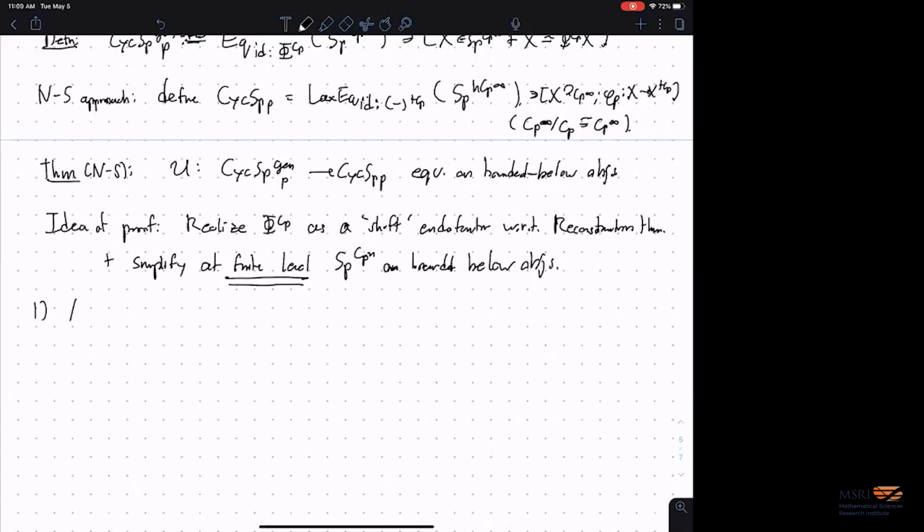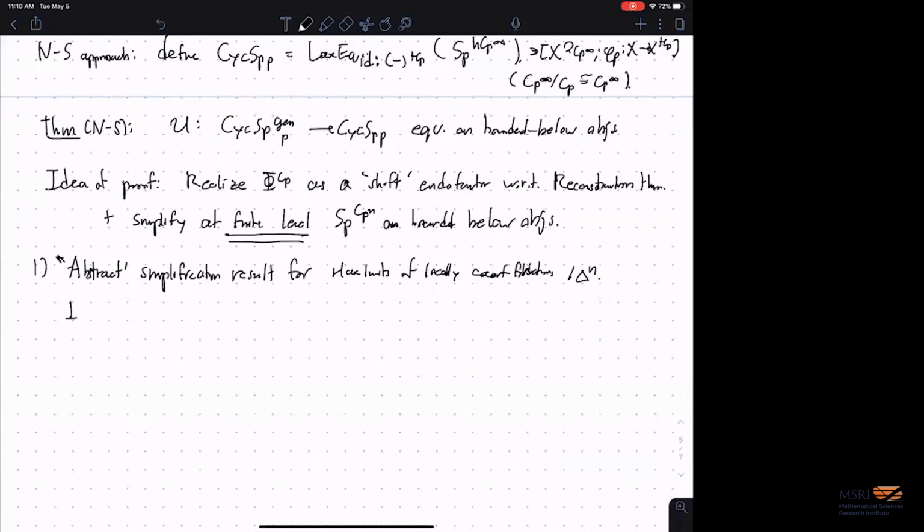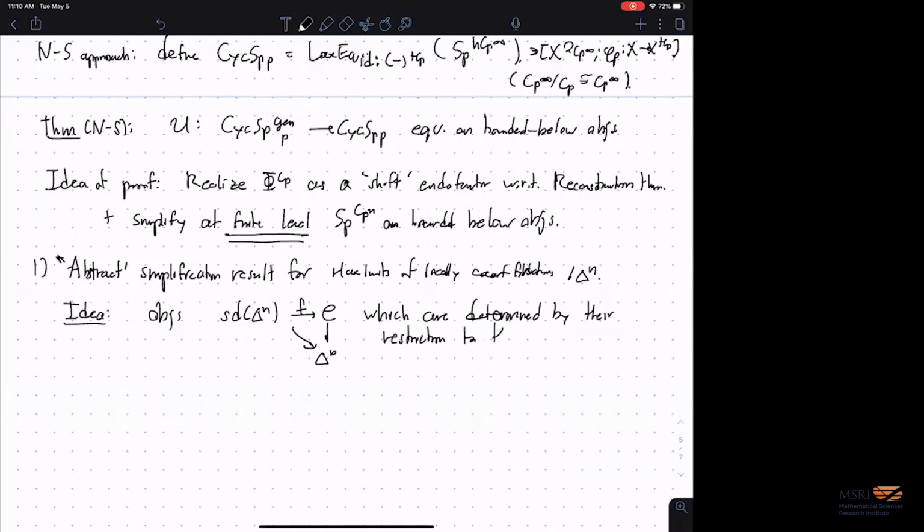So there's an abstract simplification result for right lax limits of locally co-Cartesian fibrations over delta n. So the idea is to look at objects in the right lax limit over the subdivision of delta n which are determined by their restriction to the spine, the subdivision's lower 1 of delta n.